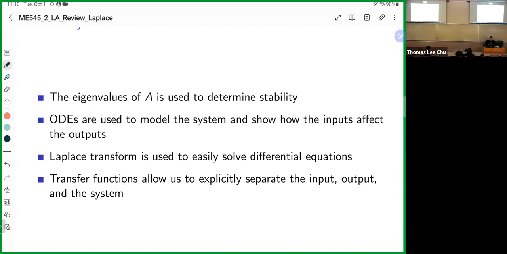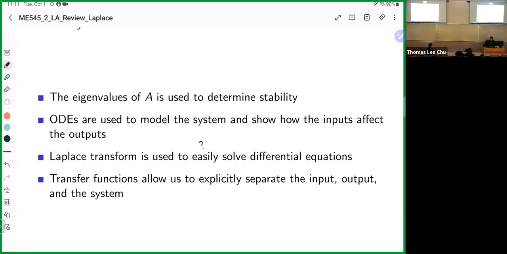The minute you have one positive eigenvalue, it's unstable. ODEs are used to model the system and show how the inputs affect the outputs. If we include the initial conditions, we can actually figure that out too using the Laplace transform. And in this example, the Laplace transform is used to easily solve differential equations. Maybe I shouldn't say easily, but it's easier than the other way of guessing.